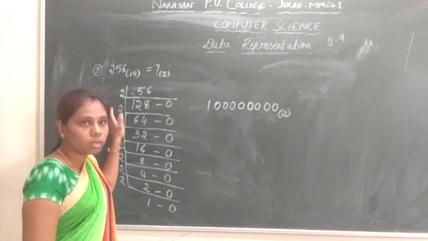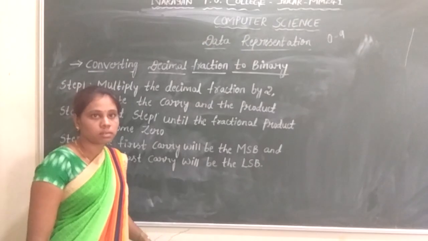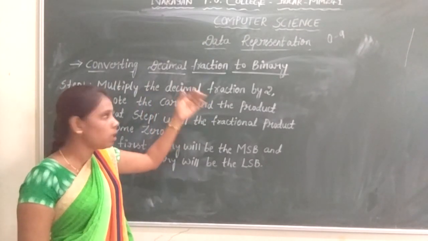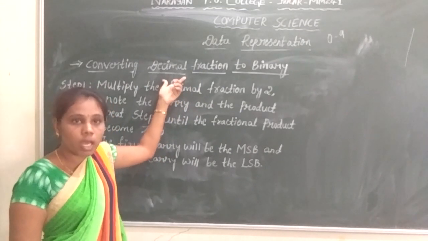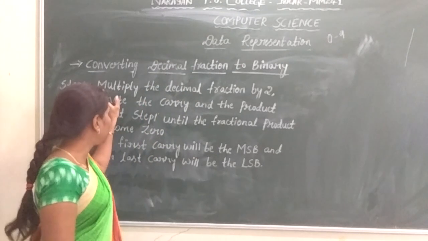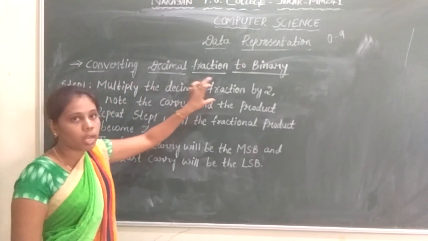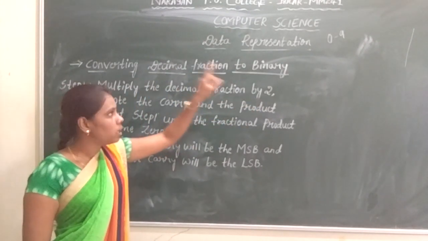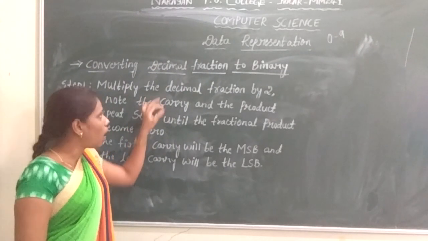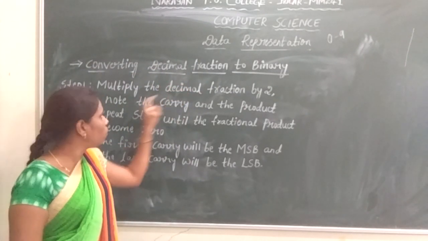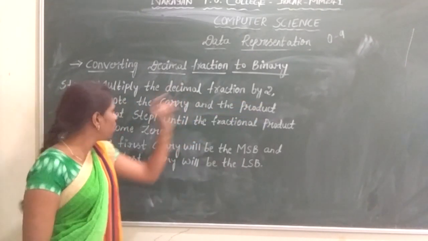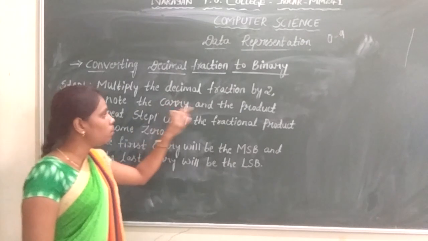Next we will see one more conversion, that is from decimal to binary only. When we have a fractional value in the decimal number system, how do we perform the operations? We need to multiply this decimal fraction by 2. When we have only an integer part, we divide the decimal number by 2, and when we have a fractional value, we need to multiply this fractional value by 2 and note the carry and product.